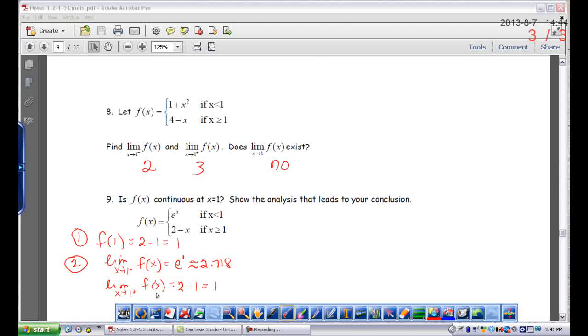So does the limit as x approaches 1 exist? No. So therefore the limit as x approaches 1 of f of x does not exist, and you are more than welcome to write DNE. That universally stands for does not exist. So since that limit does not exist, f is not continuous at x equals 1.